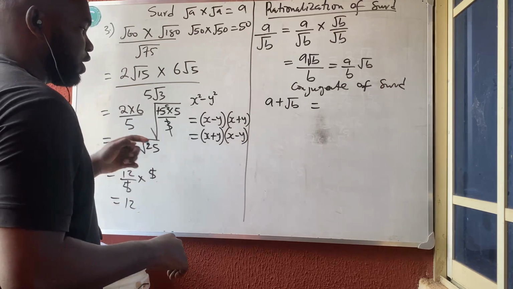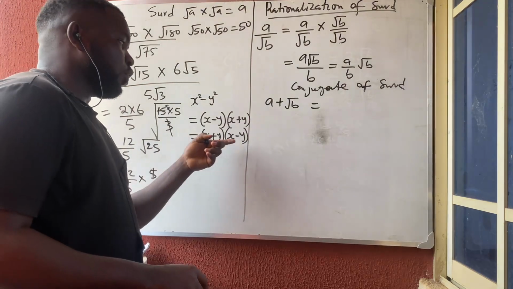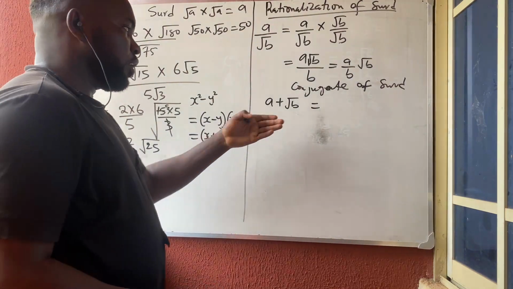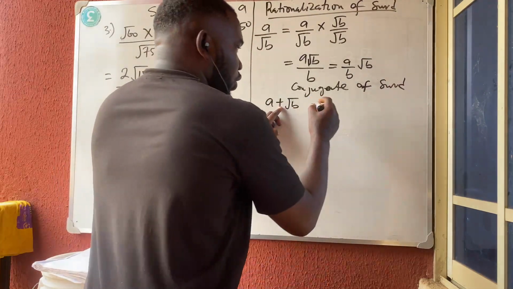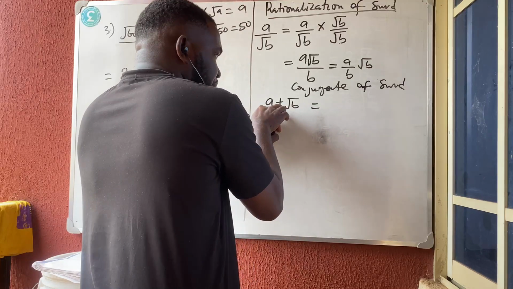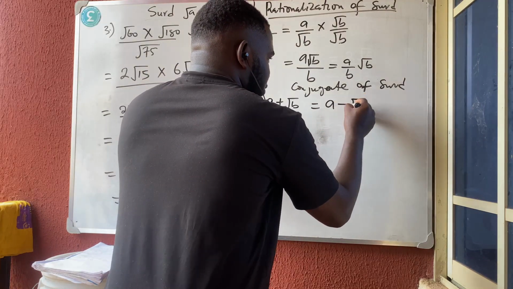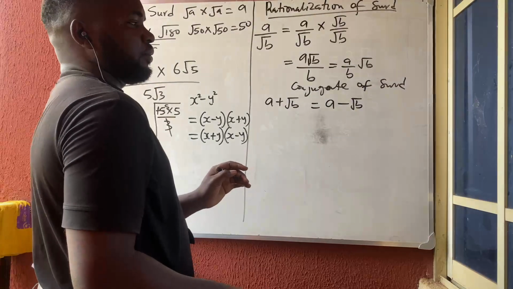So in conjugate, if they give you this one, the conjugate should be this one. If they give you this one, the conjugate should be this one. Since they've given me the one with plus, the conjugate will now be, this is the first person plus the second person, I'm going to have what? The first person minus the second person. That is the conjugate. Are you getting it?